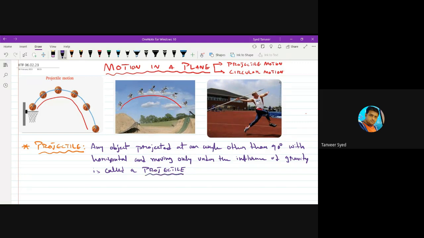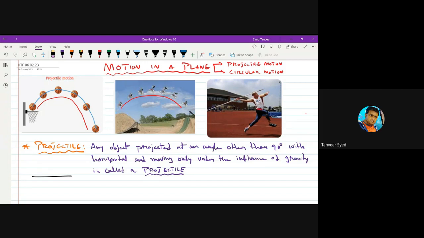Any object which is projected, projected meaning thrown, giving some initial velocity at an angle other than 90° with horizontal. Other than 90° with horizontal means, if this is the horizontal, and you throw an object at 90° with horizontal, that means vertical. Then what will be the path of this body? It goes straight up, stops, comes straight down. That is motion in one dimension. We have already studied this.